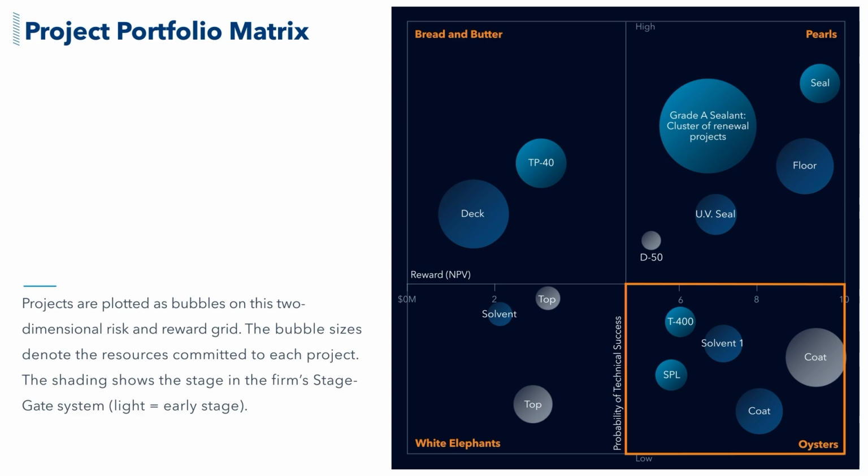This helps reduce the risk by improving how one masters technology. Once the technology is more mature, it can be embedded into an innovative development that will be commercialized. The project is probably no longer in the oyster quadrant and has moved into the pearls.